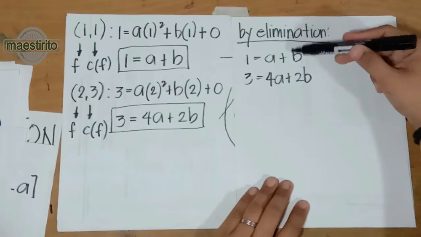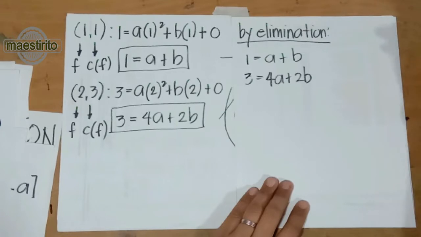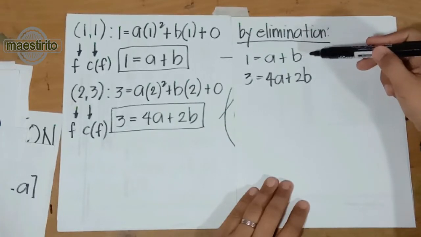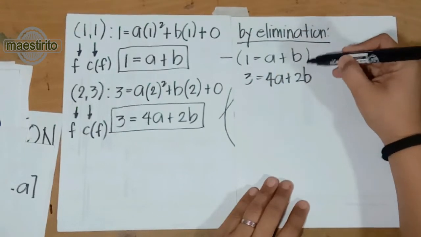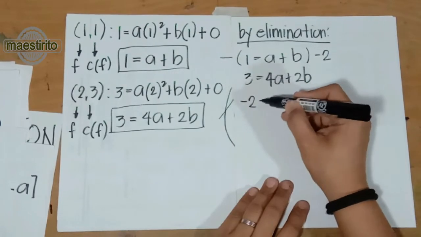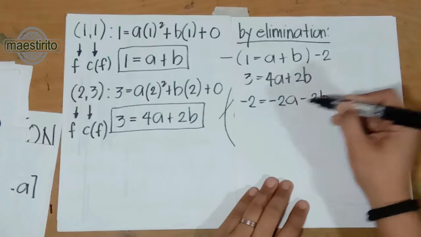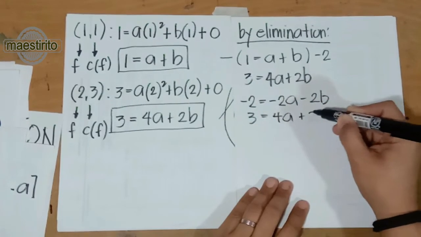So if you want to eliminate b, that means we are solving for a. Okay, let's do that. Let's eliminate b. So the b here should be negative 2b, so that it will be eliminated. So let's multiply this by negative 2. We now have negative 2 equals negative 2a minus 2b, and 3 is equal to 4a plus 2b.